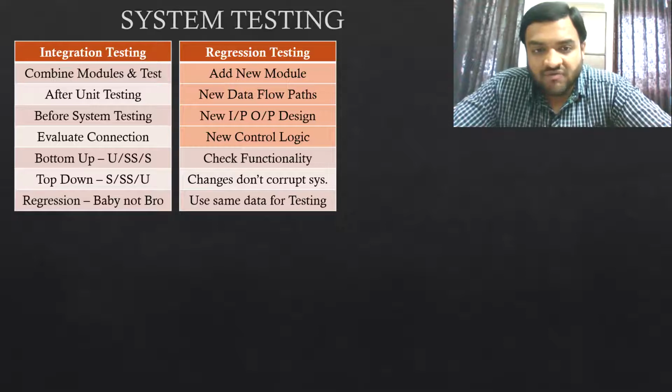So here remember four points. We have added a new module and new data flow paths. We have changed the design of input or output, and we have given a new control logic. We will check the functionality. We will make sure that the changes don't corrupt the system, and we will use the same data from the old system to verify whether processing is done correctly or not in the new system.